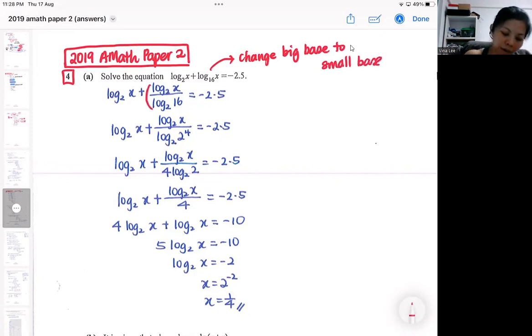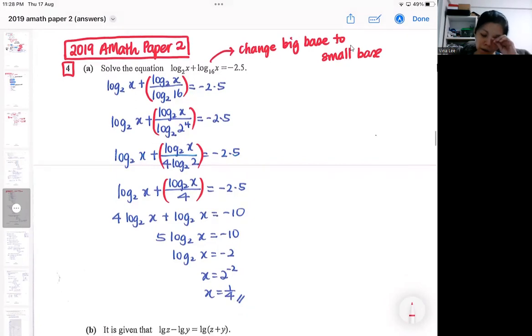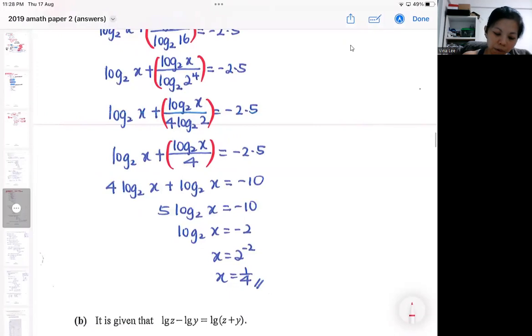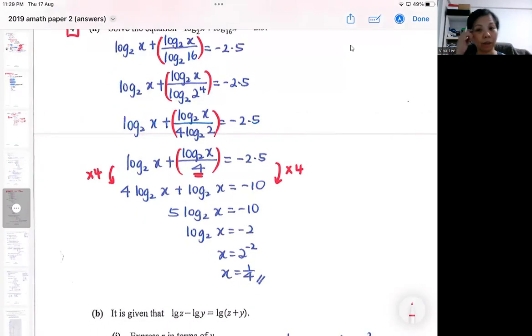So this part will be the change of base that you will need to do. After the change of base, you need to simplify the denominator. Do show your working, because some of you might do it mentally in the denominator after your change of base. After that, if you encounter something like denominator 4, you can multiply 4 on both sides. Multiplying 4 on both sides will get rid of the decimal, the fraction.